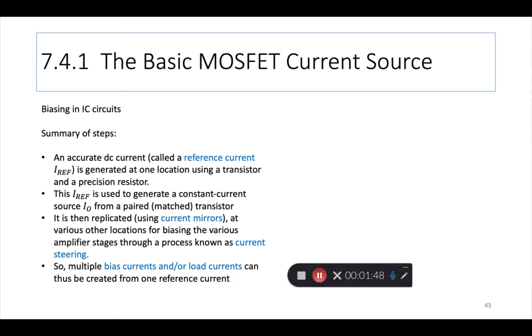So biasing in an IC, right? So you have an IC with hundreds of amplifiers and other circuits, and you need stable current values, IDs basically, drain currents, that you can then apply everywhere. So instead of having to generate these and use a large number of resistors, as we just studied, it's preferable to use current sources which are easier to implement on an IC than creating resistors.